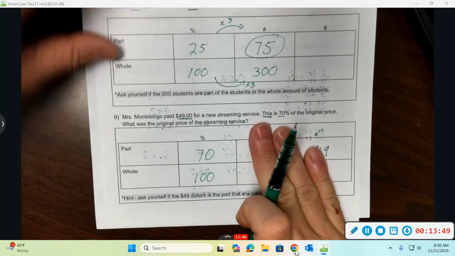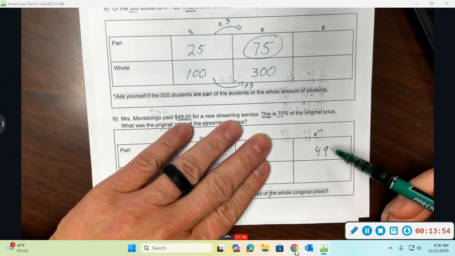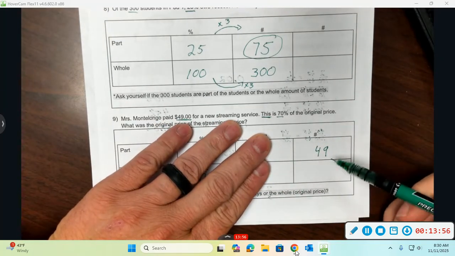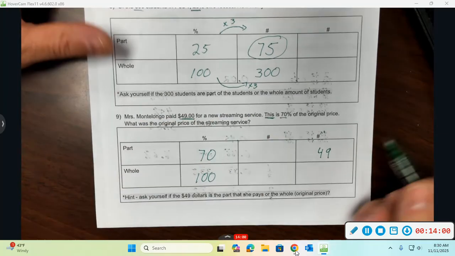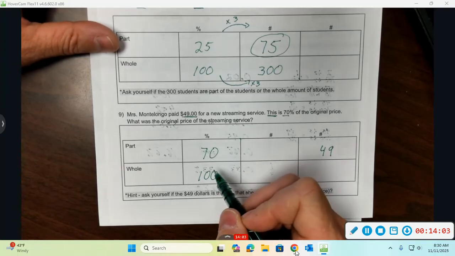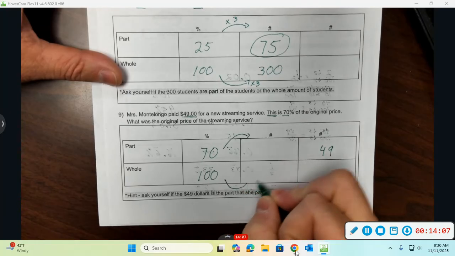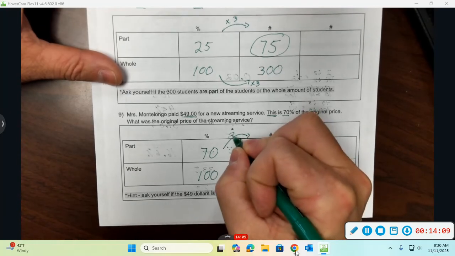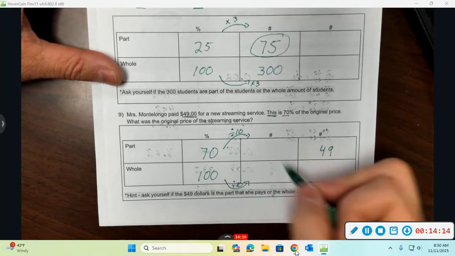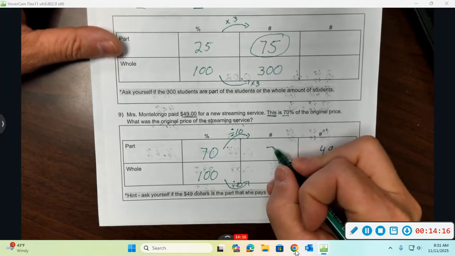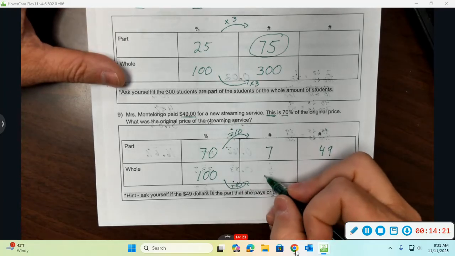And I'm going to simplify this fraction to get a fraction that I can scale up to a fraction over here that would be equivalent to find this original price. So, what can 70 and 100 both be divided by? 10. So let's divide them by 10. 70 divided by 10 is what? 7. 100 divided by 10 is what? 10.